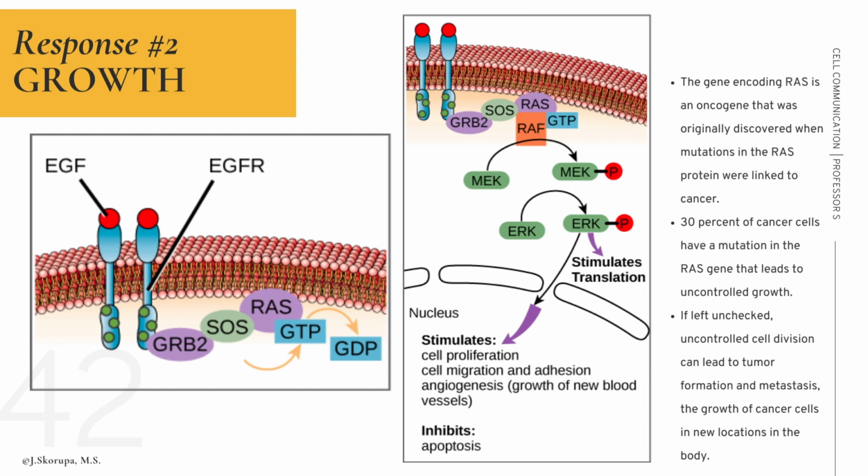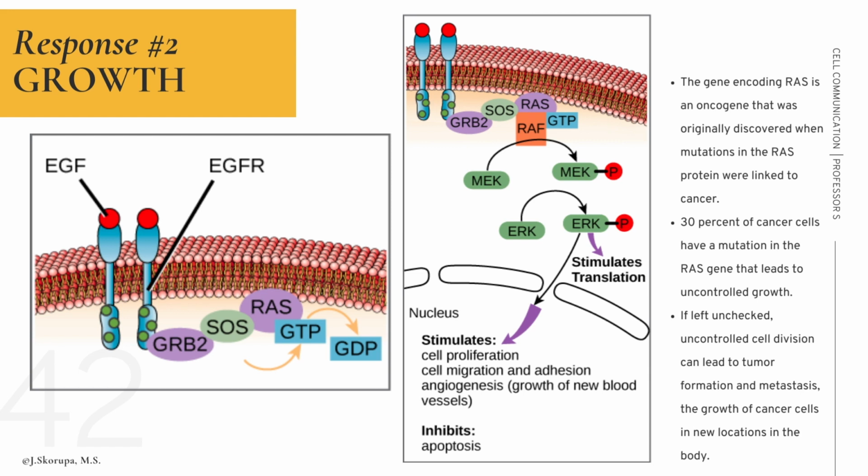Response number 2, growth. Here, epidermal growth factor, EGF, binds its receptor, which is a tyrosine kinase receptor. Dimerization of the RTK and autophosphorylation occurs. This activates a relay protein, which triggers a phosphorylation signal cascade. The result is twofold. Some proteins enter the nucleus to affect gene expression. Others remain in the cytoplasm to stimulate translation of proteins. RAS is an important aspect of this pathway.